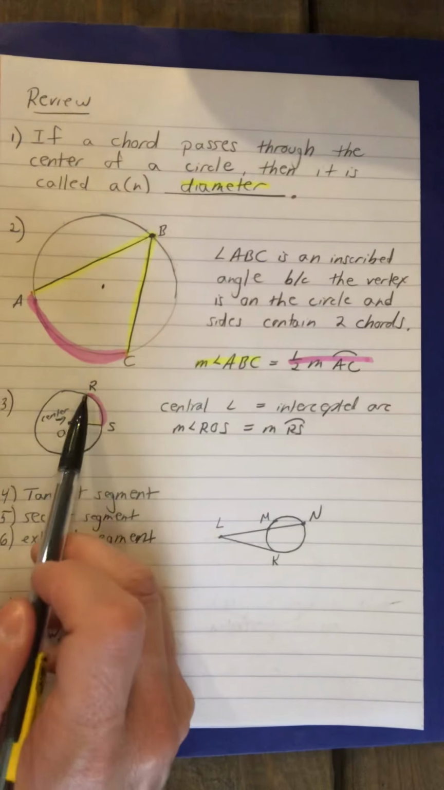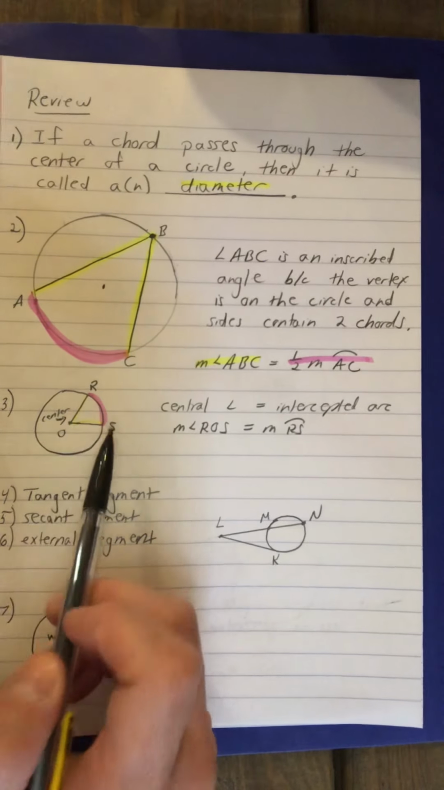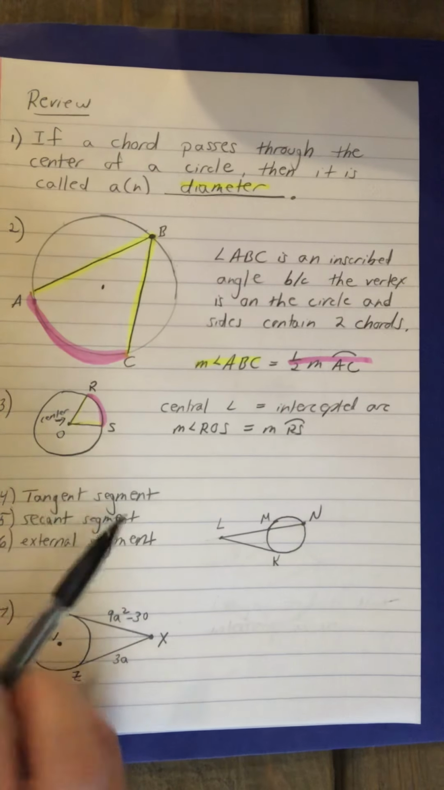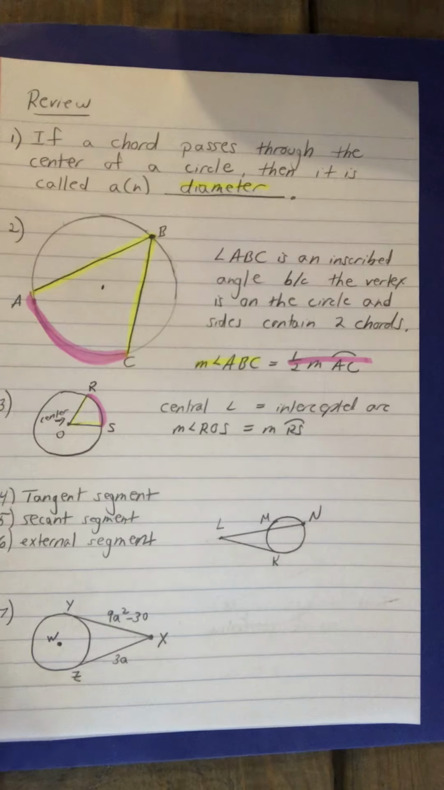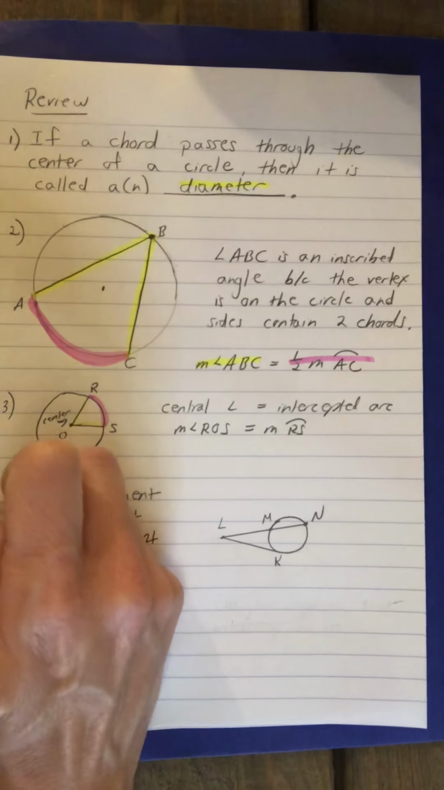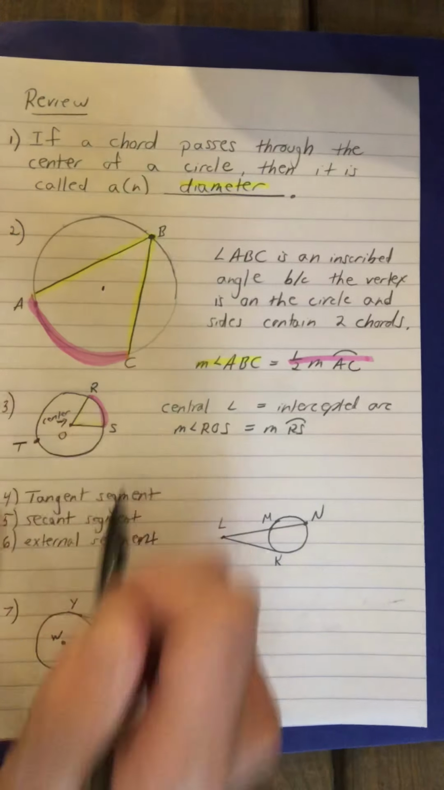But they're also asking, how do I find the measure of that major arc? Now remember, a minor arc is less than 180, and a major arc is more than 180. But I need 3 letters in order to name that major arc. So I'm going to go R, and then I'm going to put a T right here, TS.